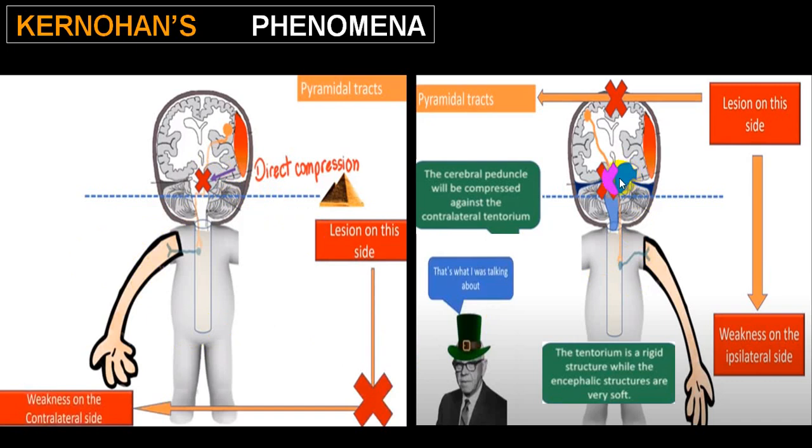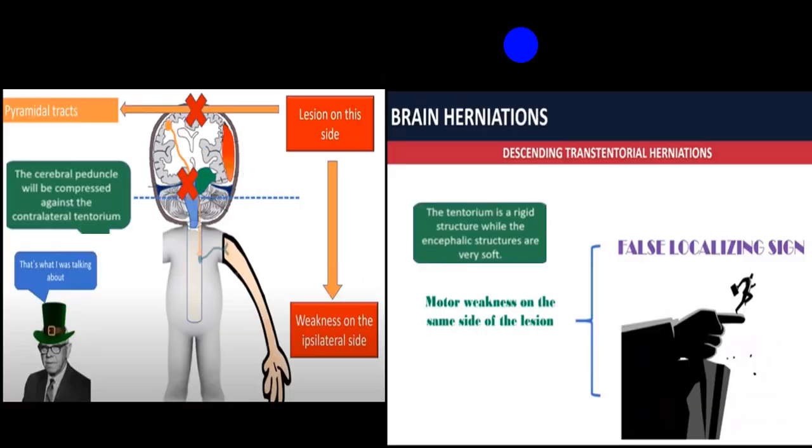of midline, then the opposite side corticospinal tract can be compressed against the tentorium cerebelli, which will produce weakness on the ipsilateral side. And this phenomenon is called Kernohan's phenomenon. So do remember that once in a while, in a person with a raised intracranial pressure and shift of the central part of the brainstem can produce ipsilateral paralysis because of Kernohan's phenomenon.